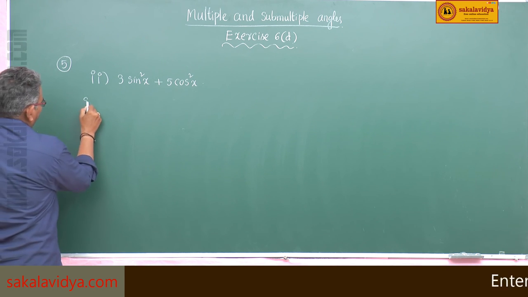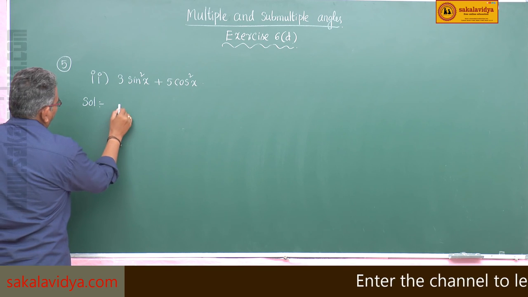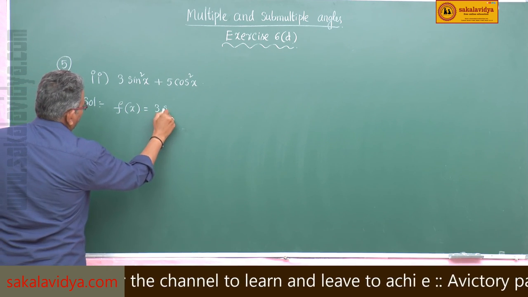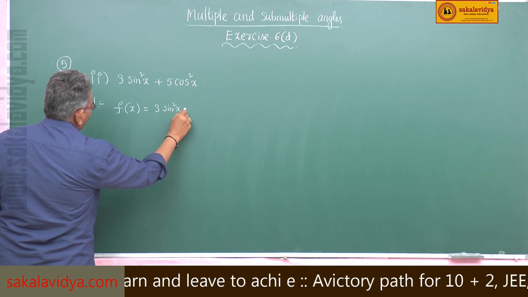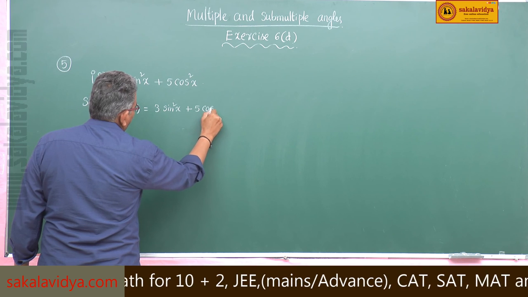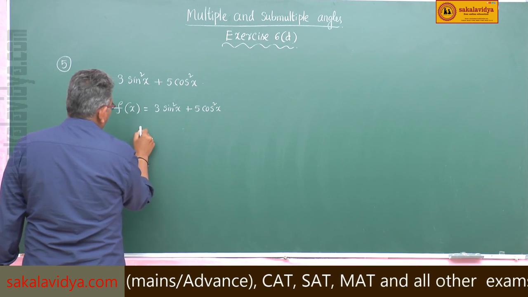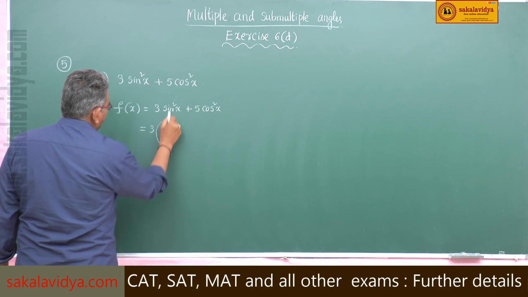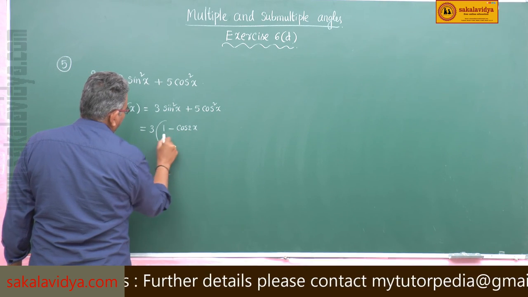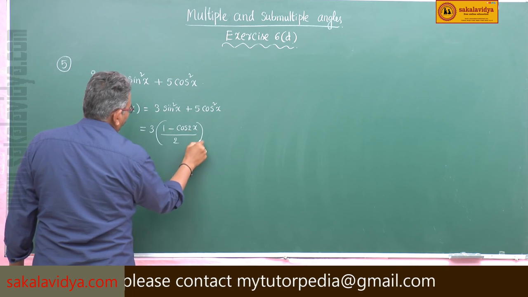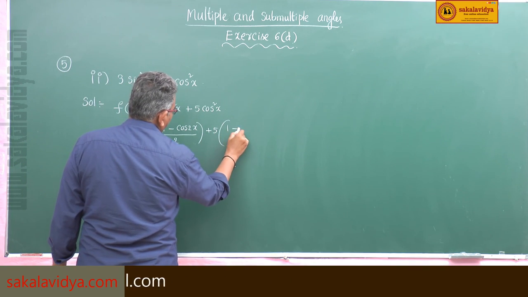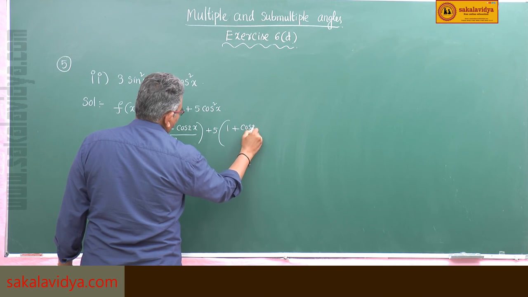So, let us say f of x is equal to 3 sin square x plus 5 cos square x. Now, 3 multiplied by sin square x, which is 1 minus cos 2x by 2, and plus 5 multiplied by 1 plus cos 2x by 2.